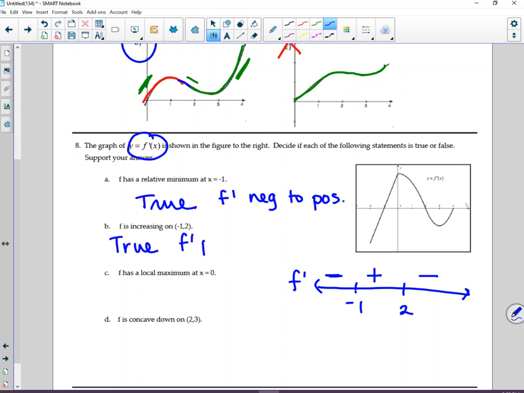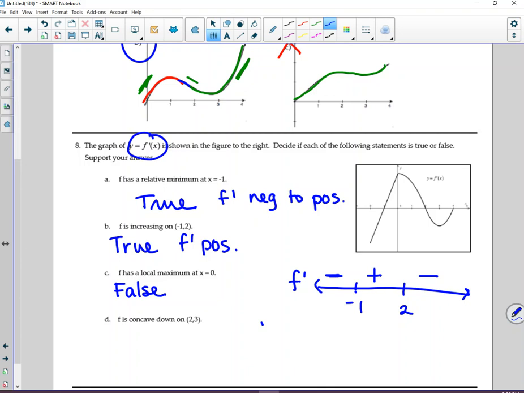F prime positive on that. A local maximum at 0. False. F prime has a local maximum at 0, but F does not. F is concave down from 2 to 3.